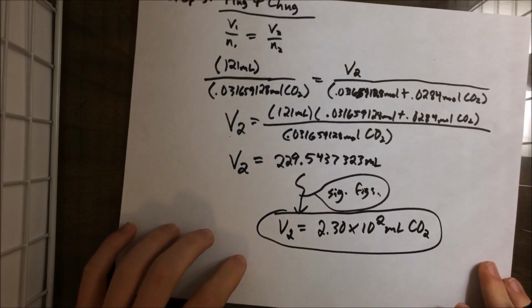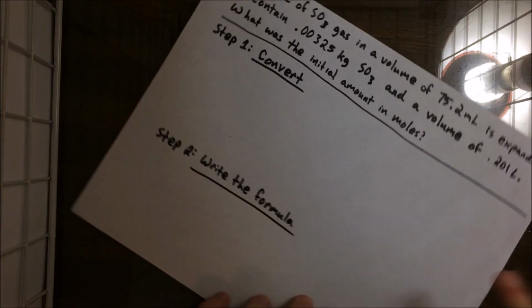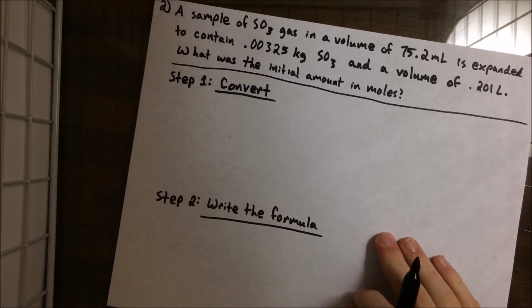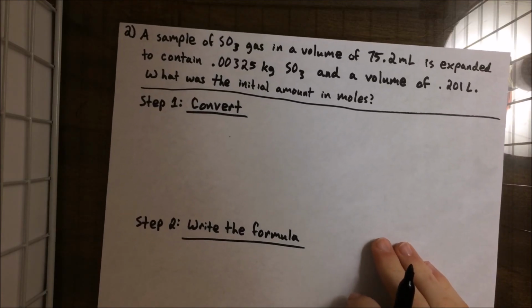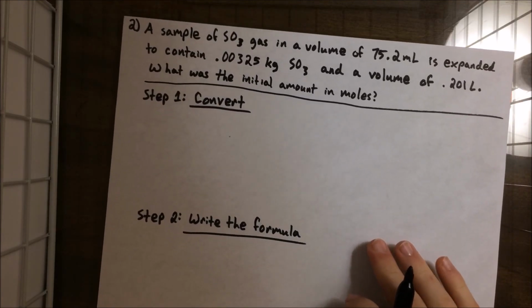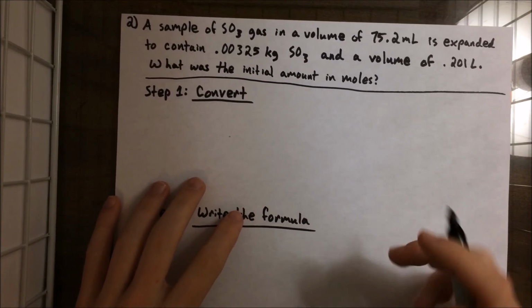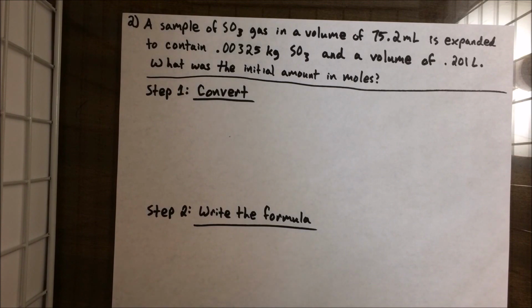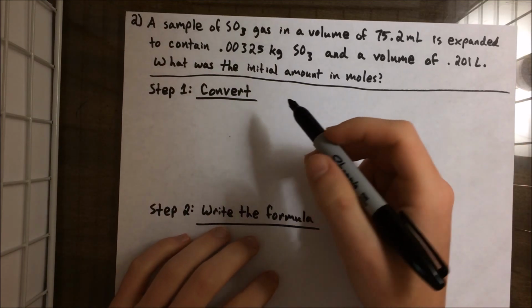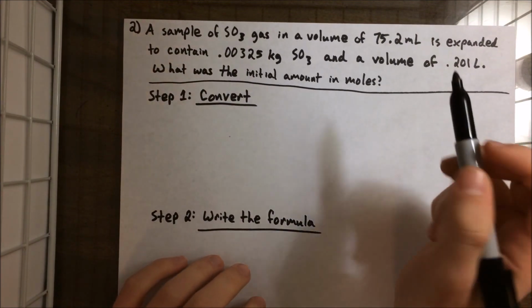Okay, so let's go on to another example. In this example, we are going to have a sample of SO3 gas in a volume of 75.2 milliliters, and it is expanded to contain 0.00325 kilograms of SO3 and a volume of 0.201 liters. So we are asked, what was the initial amount in moles?